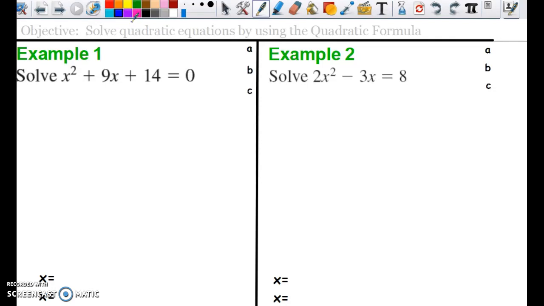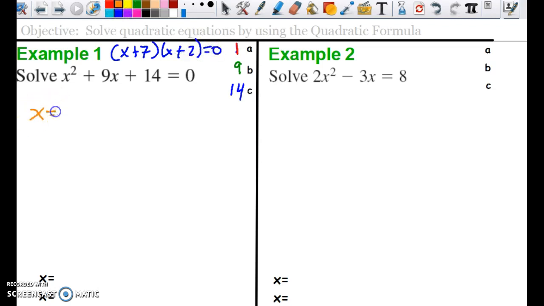So in the first example up here, I want to identify what A, B, and C is. Well, A is 1. I'm using red for A. So A is 1. What's B? B is 9. C is 14. Now this one factors a lot easier, and so I'm just going to, on the side here, factor it because I know this thing is going to be x plus 7, x plus 2. So I know my answer should be negative 2 and negative 7. But I'm just going to use the quadratic formula just to practice it.